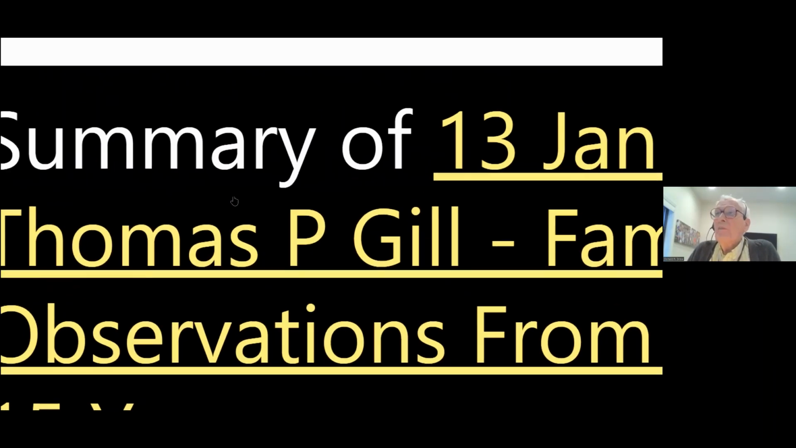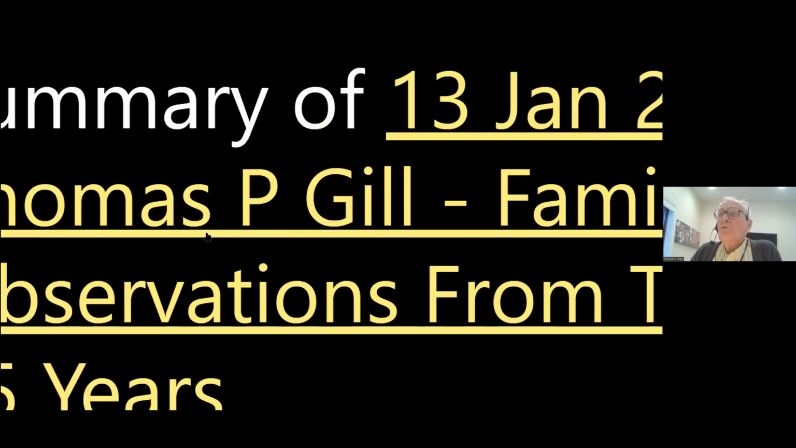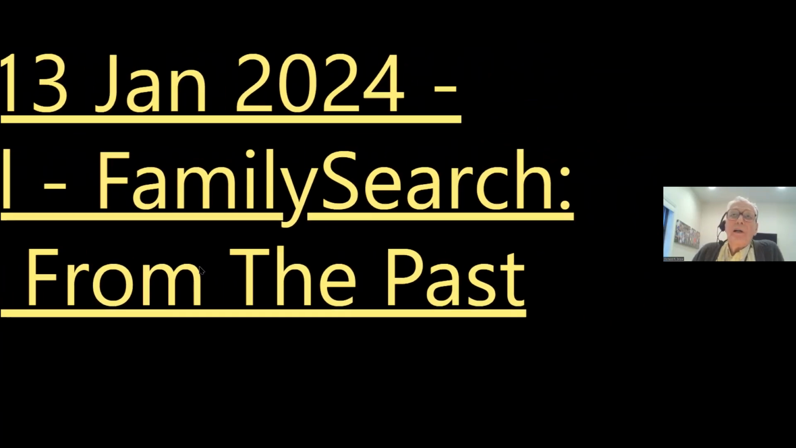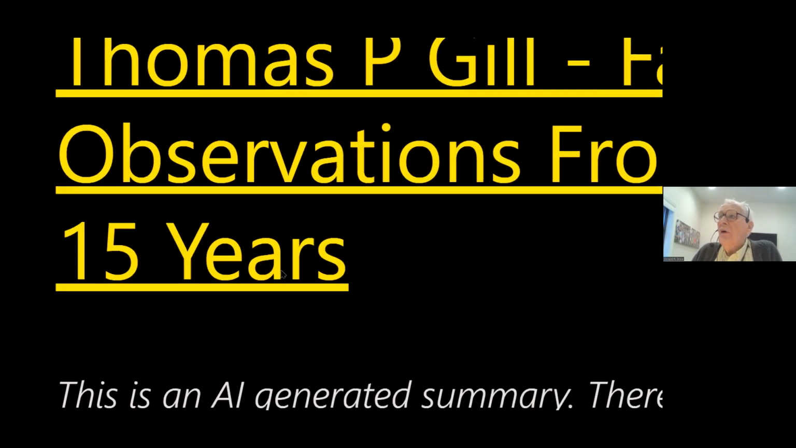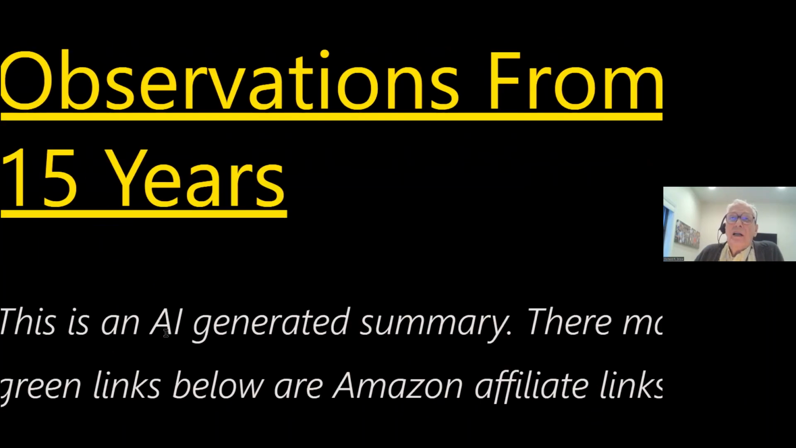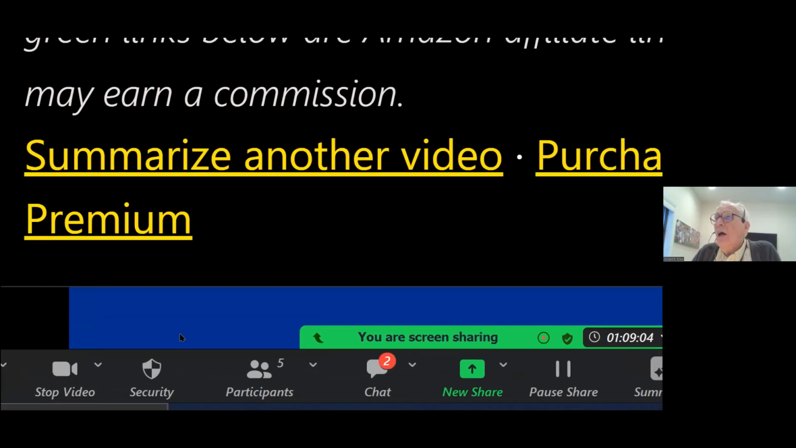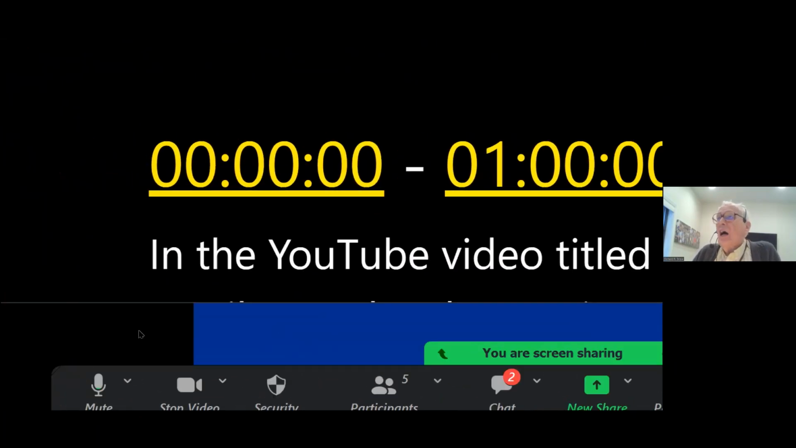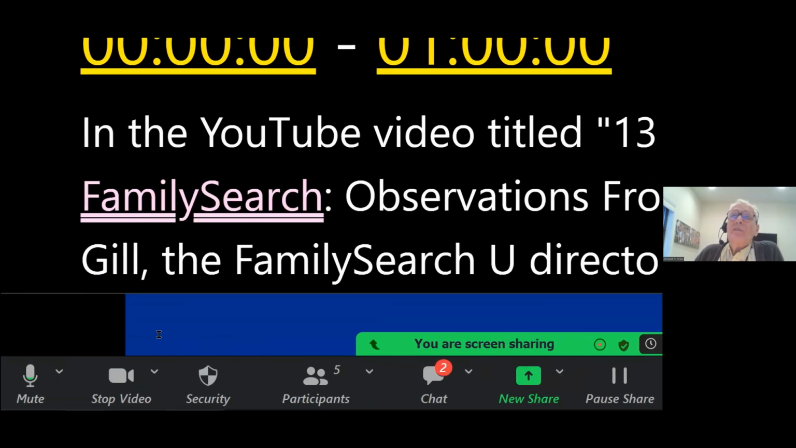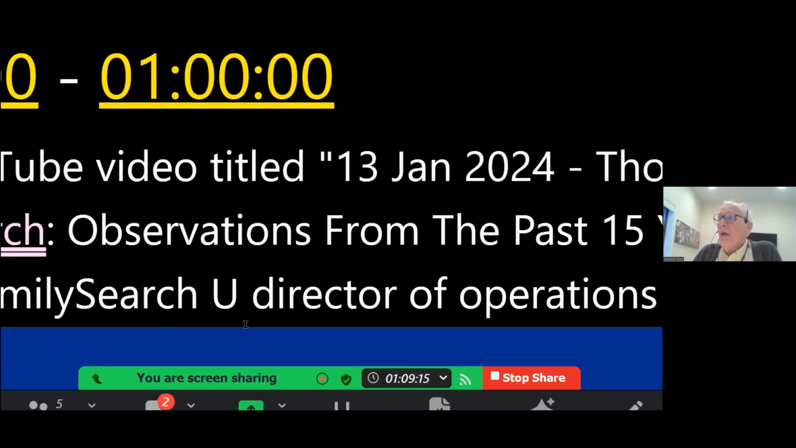This is a summary of the 13th of January. That was last Saturday, Thomas P. Gill, FamilySearch: Observations from the Past 15 Years. That was the title of his talk. And then it says this was an AI generated thing. There's the time, exactly the time that's on there. And here's the stuff in this YouTube video from that date.